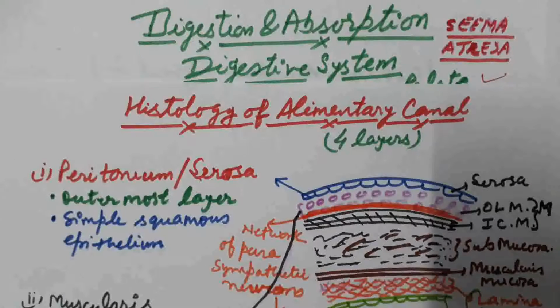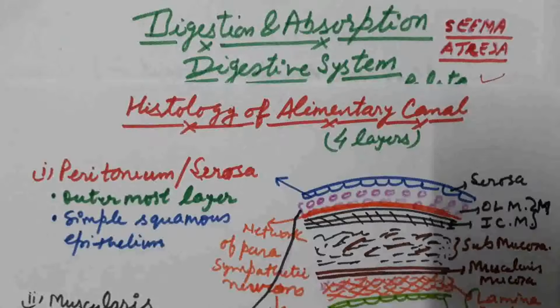Students, in this video we are going to discuss the histology of the alimentary canal. In our previous video we discussed the buccal cavity, in which we studied the palate, tongue, teeth and salivary glands. Before discussing the esophagus, food pipe, stomach and small intestine, we will discuss in this video the histology of the alimentary canal, that is, the tissue organization of the alimentary canal.